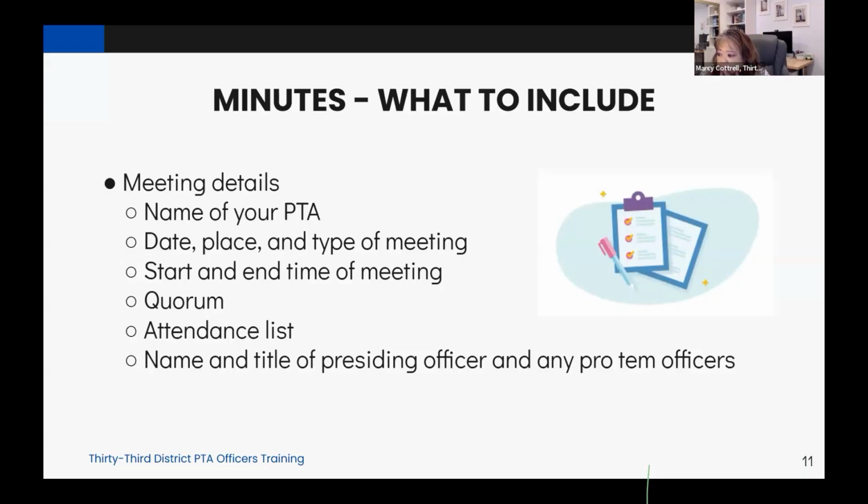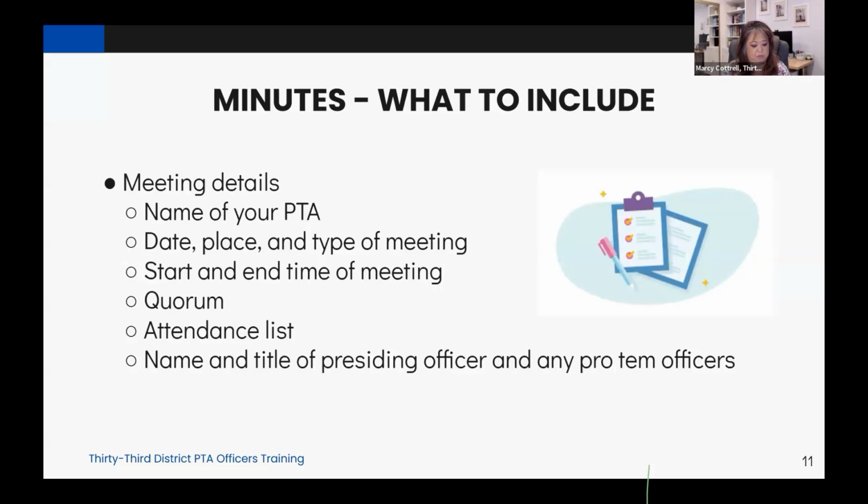And moving on with minutes, this is what you should include in your minutes. You have to have the name of your PTA, the date, the place, and the type of meeting, the start and ending time, quorum, whether you made quorum or not, attendance list, and the name and title of the presiding officer and any pro tem officers.